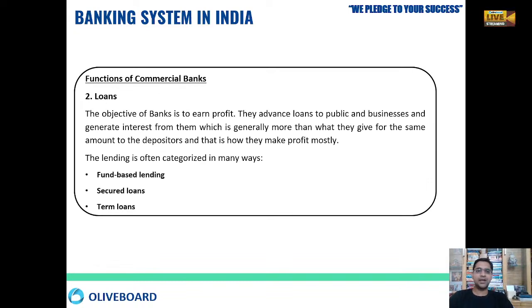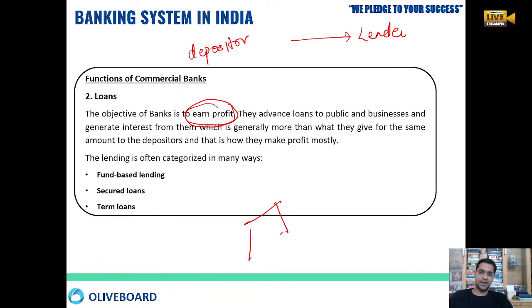Then banks provide loans. The bank's major purpose is to earn a profit, right? So they take the money from the depositor and give the money to the lender. Now, how does this whole function work? So this is a bank.